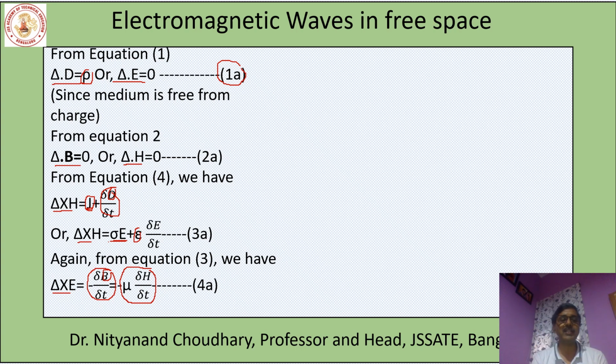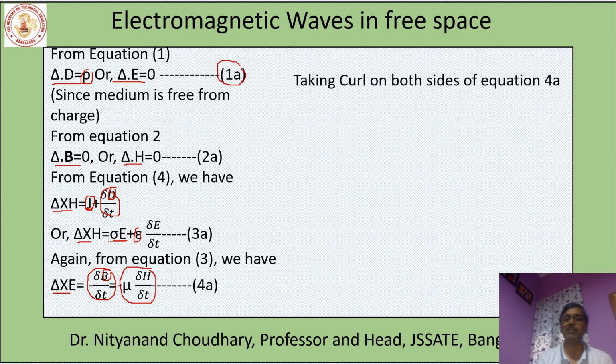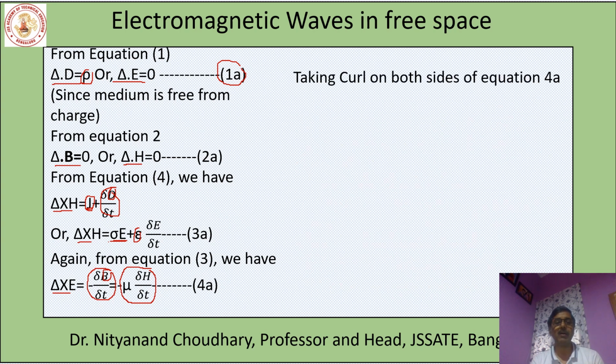Now let us see what I am going to do. I am going to take the curl on both sides of equation 3 and equation 4, and using that curl concept I am going to derive this value. So taking the curl in equation number 4, on the left hand side you take the curl, del cross E. So let's take the curl of this. On this side here I am taking the curl.